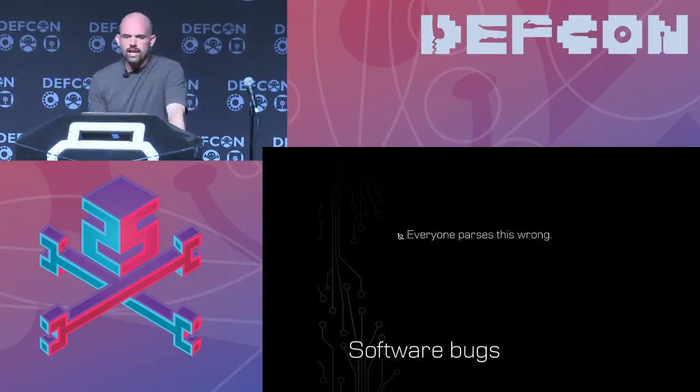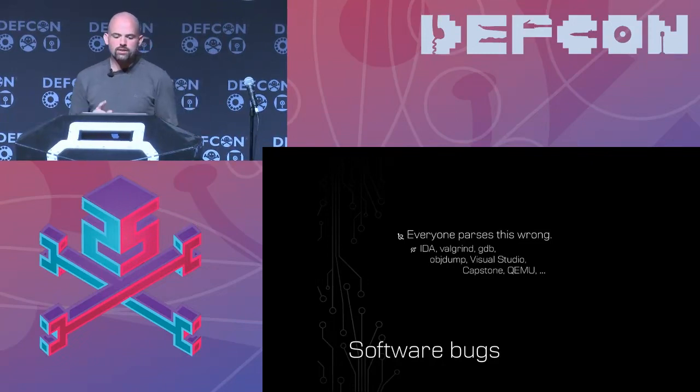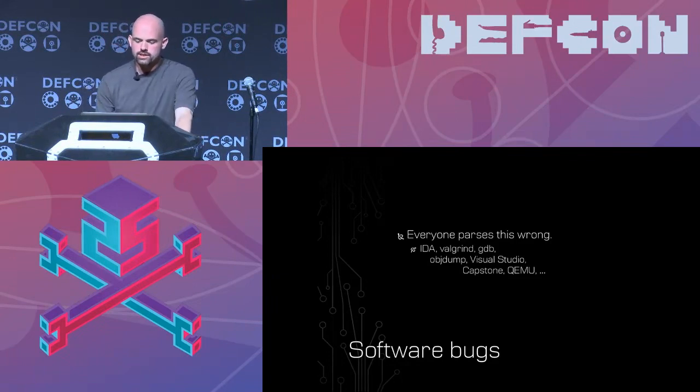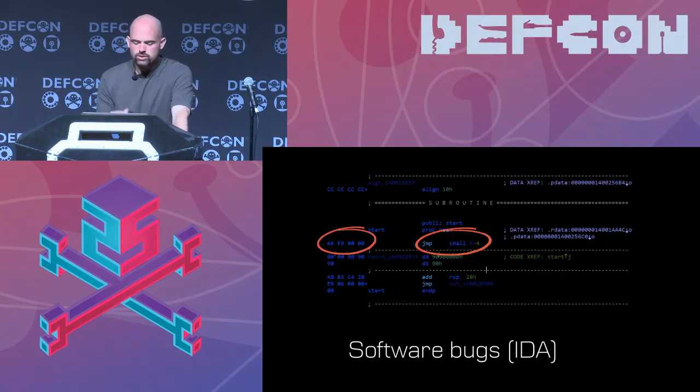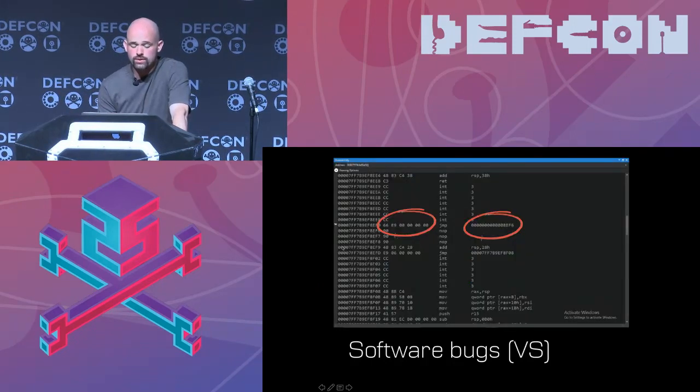Well, it turns out because of that, everyone is parsing these instructions wrong. I tried this in IDA, Valgrind, GDB, objdump, Visual Studio, Capstone, QEMU. Every single tool I tried is parsing these instructions incorrectly. And here's sort of how we can use that to our advantage as an attacker. So here, we're seeing how IDA parses this instruction. You'll see that IDA thinks this is a 4-byte instruction. It saw the 66 override, thought that changed the next operand to 16 bits instead of 32 bits. So IDA is getting the wrong length for this instruction. Here's Visual Studio's view of the instruction.